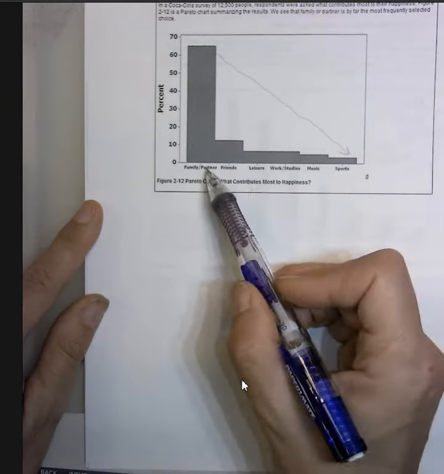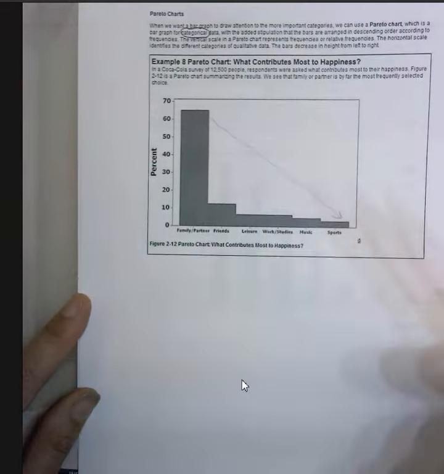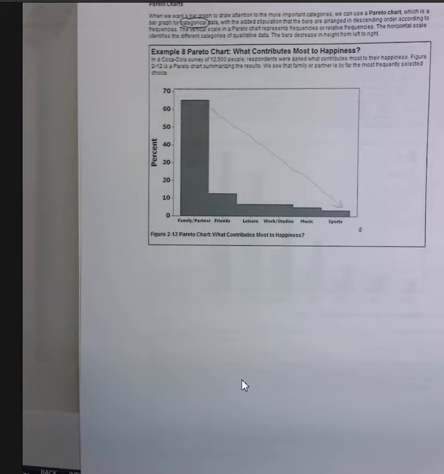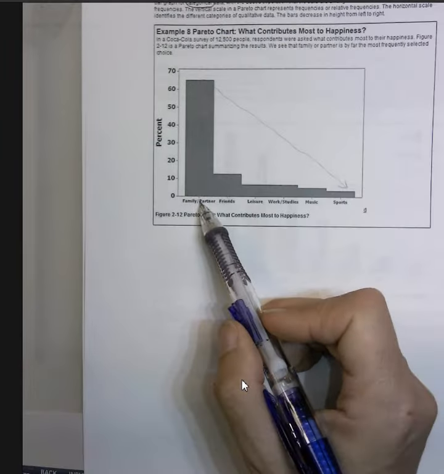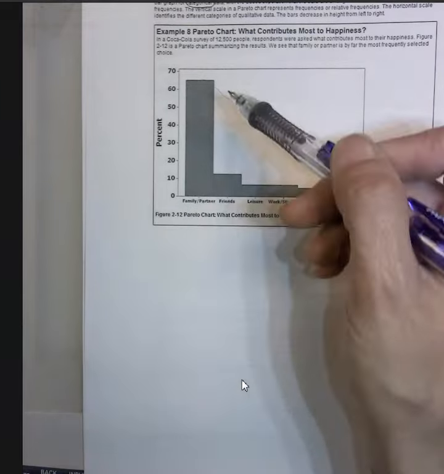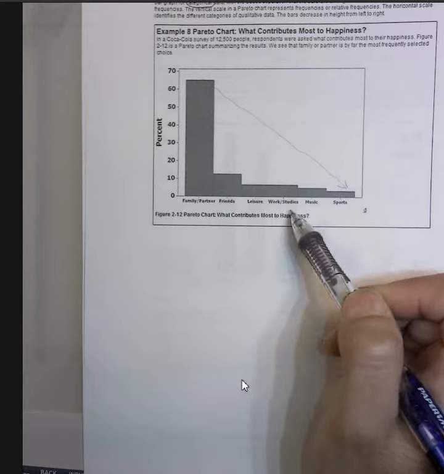So here we see that these are the categories. They're definitely not numerical data. And it says what contributes most to happiness. So this was probably, they did a survey of people. And so family or partner was the most influential. Friends were next, then leisure, work, studies, music, and sports. Okay.